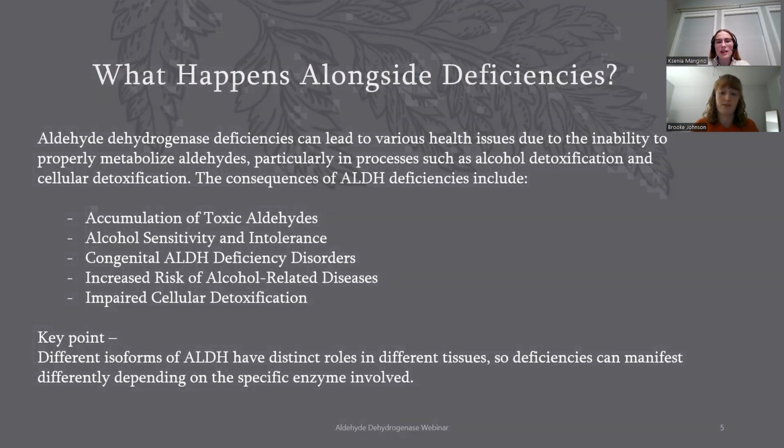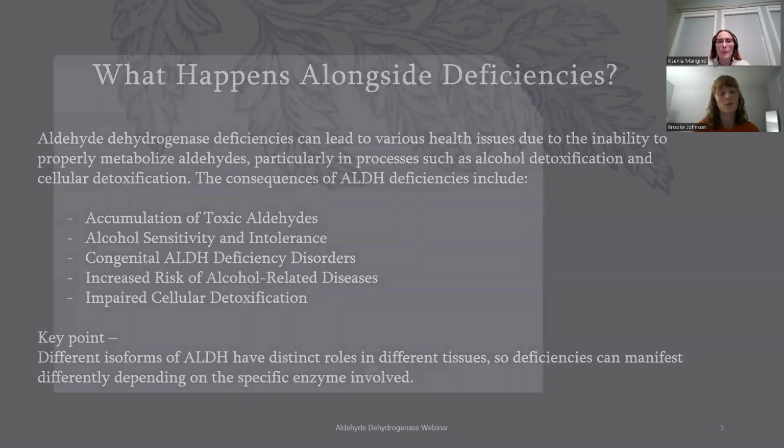Aldehyde dehydrogenase deficiencies can lead to various health issues due to the inability to properly metabolize aldehydes, particularly in processes such as alcohol detoxification and cellular detoxification. The consequences of ALDH deficiencies include accumulation of toxic aldehydes, alcohol sensitivity and intolerance, congenital ALDH deficiency disorders, an increased risk of alcohol-related diseases, and impaired cellular detoxification. The key point is that the different isozymes of ALDH have distinct roles in different tissues, so deficiencies can manifest differently depending on the specific enzyme involved.